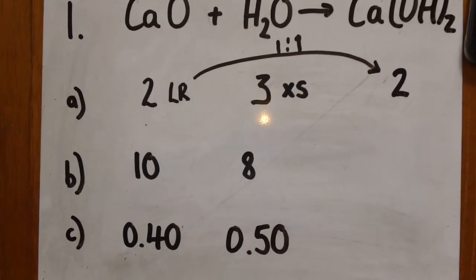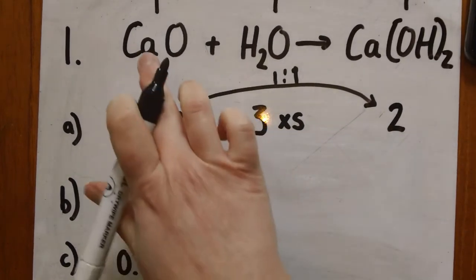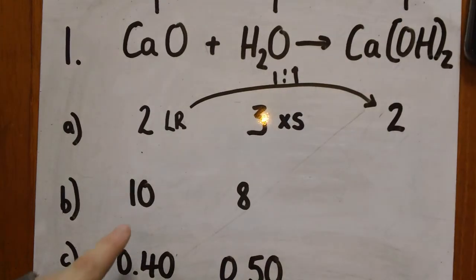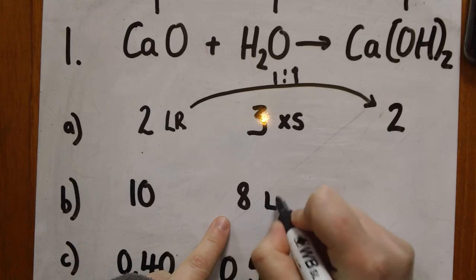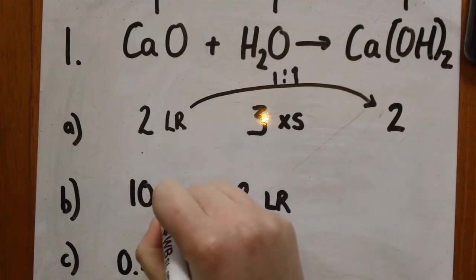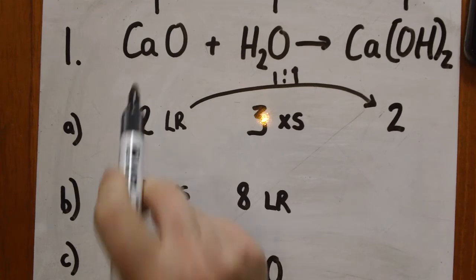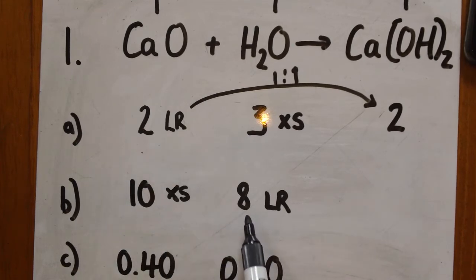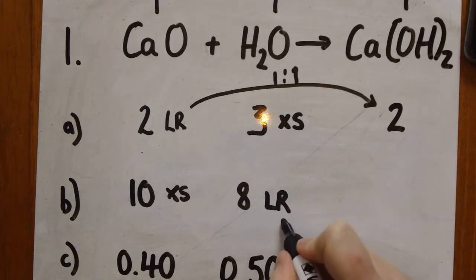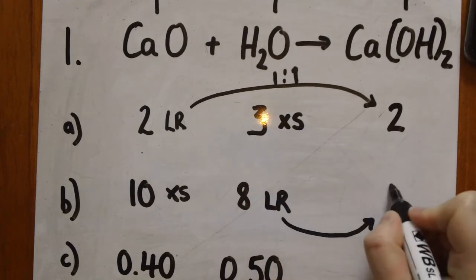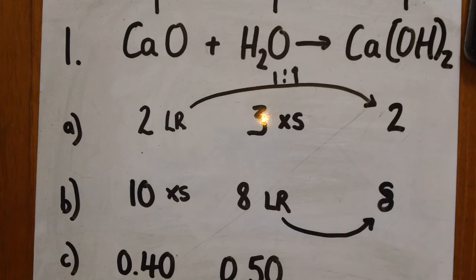The next one is now slightly different. It is still a 1-to-1-to-1 ratio, but now we've got 10 moles here and 8 moles here. So this one is now our limiting, this one is our excess. We would have 2 moles left over because we would only be using 8 moles of our calcium oxide. We're using all 8 moles of our water. This is a 1-to-1 ratio, so we're going to have 8 moles of calcium hydroxide.